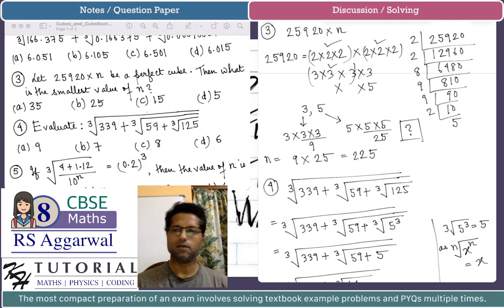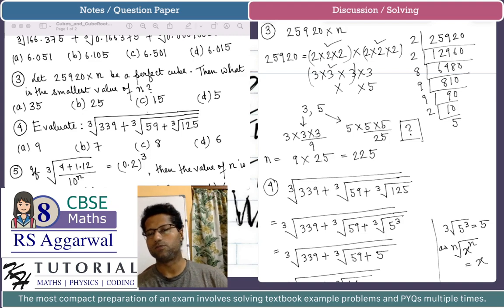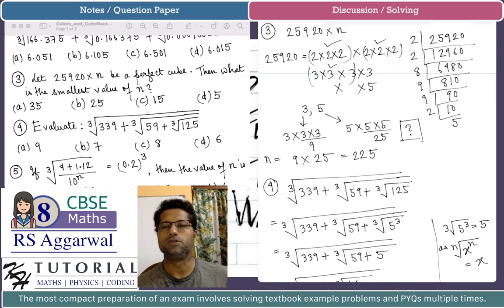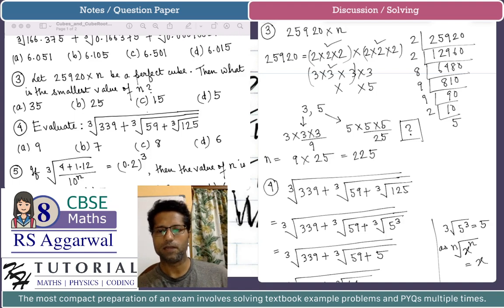So basically the answer should be, to create triplets from 3 and 5, we have to multiply with 3 square and 5 square, that is 9 into 25. So the n should be 9 into 25, which is 225, and it is not there in the choices. There is a choice 15, which is 5 into 3.